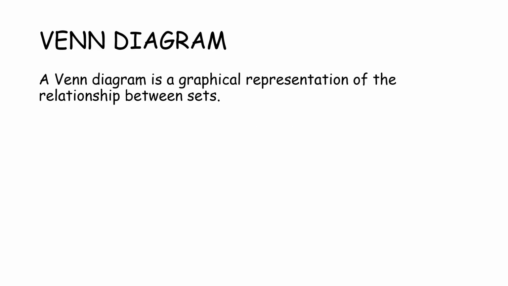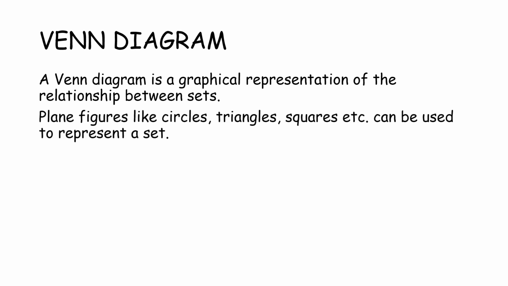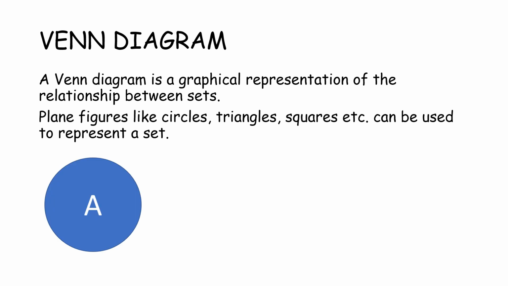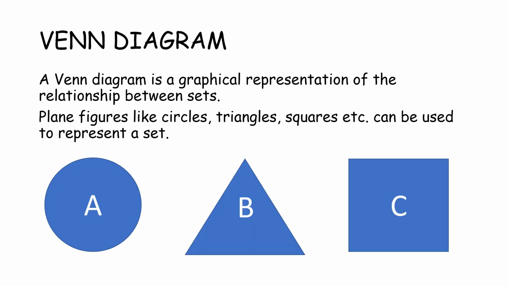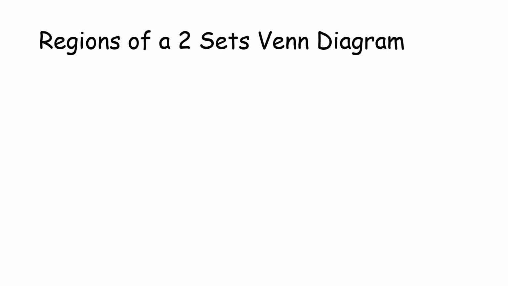So today we'll be continuing with our lecture series on sets. Let's start off by looking at the Venn diagram. A Venn diagram is a graphical representation of the relationship between sets. Plain figures like circles, triangles, squares, etc. can be used to represent a set. In this lecture, we'll be looking at the two sets Venn diagram and the three sets Venn diagram.